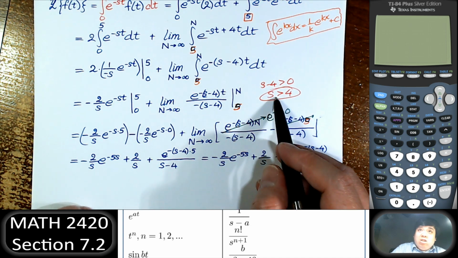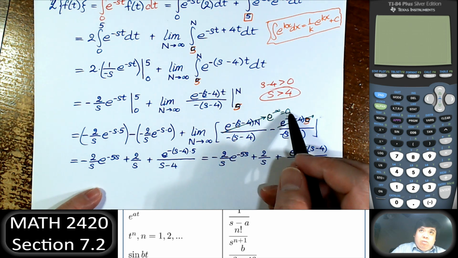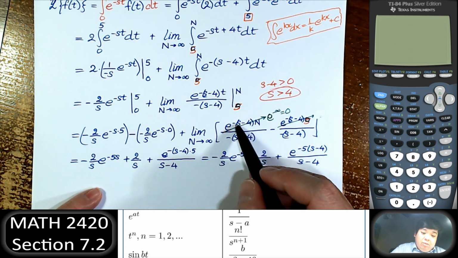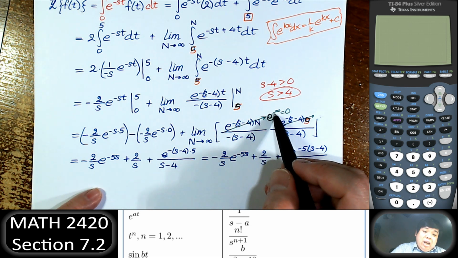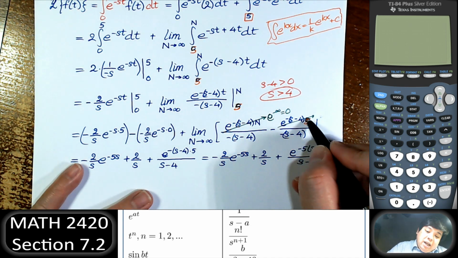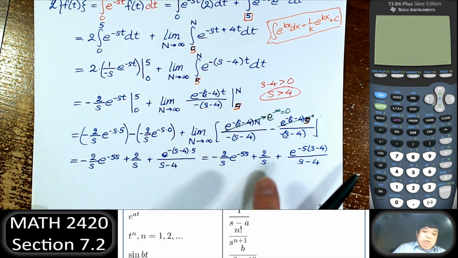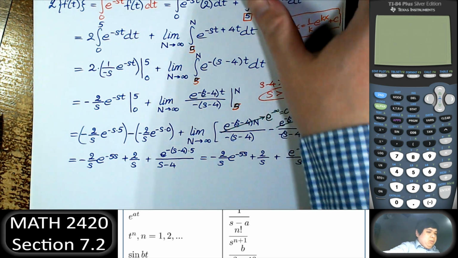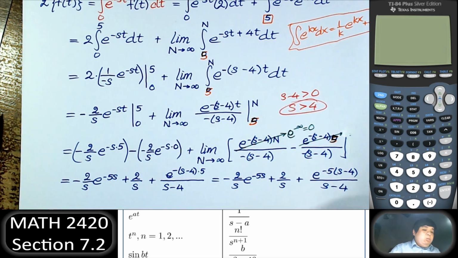If we do not have s minus 4 positive, we cannot say this term goes to 0. The fact that this is positive with the negative makes this e to the negative infinity, which goes to 0, and then this term doesn't go to anything because it's 5, so that just goes to that. We write the function, and that's what we have. Right, so that's where we use the definition of Laplace transform to find the transform of a function.